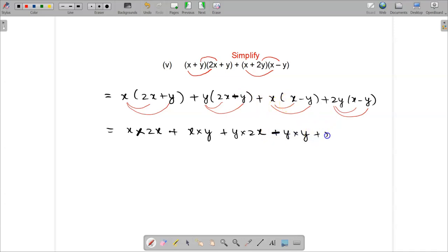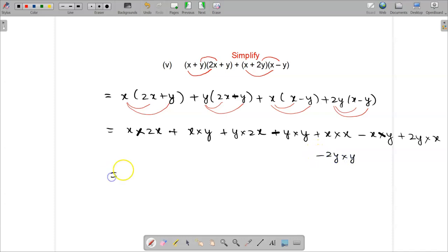Plus into plus it is plus x into x. Plus into minus it is minus x into y. Plus into plus it is plus 2y into x. Plus into minus it is minus 2y into y.